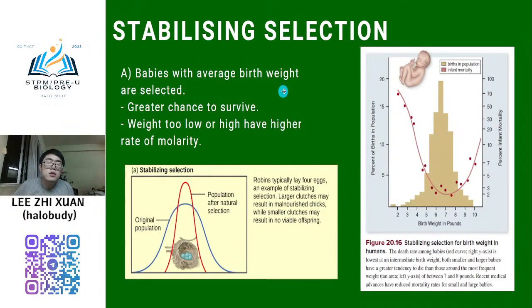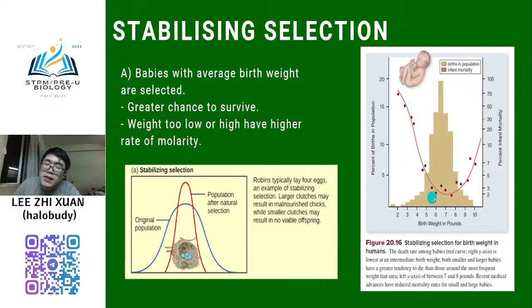Okay. So the most famous example that you can refer to is the human baby weight. You will normally see this graph, the bar chart, which is what we know as stabilizing selection. And this red line is the mortality rate of the baby. Mortality is the death rate.